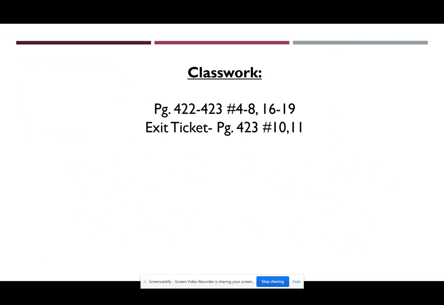All right, so for this one, you need to do the classwork, which is on page 422 to 423. Problem numbers 4 through 8, and then 16 through 19. And then the exit ticket is page 423, numbers 10 and 11. So remember, you can send them to me via Schoology, or you can submit them by email or through the drive, whatever is easier for you. If you're better at doing it on paper, you can snap a picture and then send it to me.